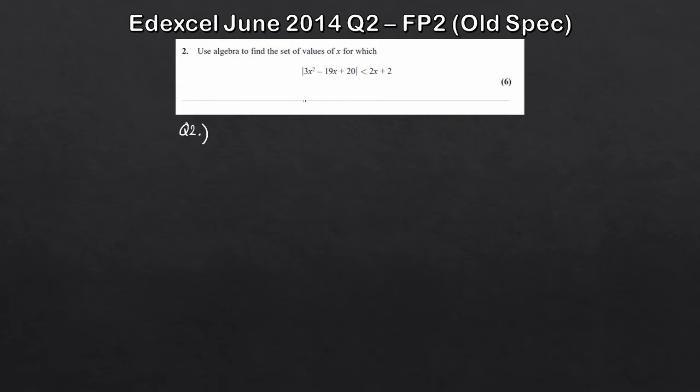Before I do it though, let's see if we can factorize this 3x squared minus 19x plus 20. Well, we can actually factorize that. It goes quite nicely. So that would be 3x minus 4 times x minus 5, and this is less than 2x plus 2. So I can actually sketch this modulus here. So let's do that.